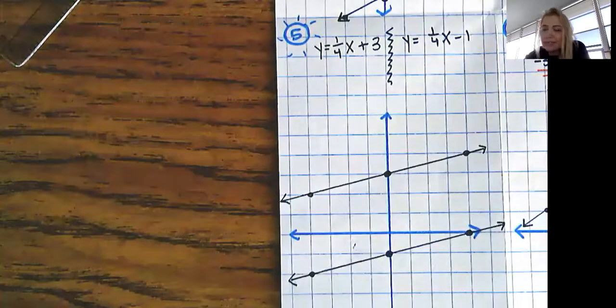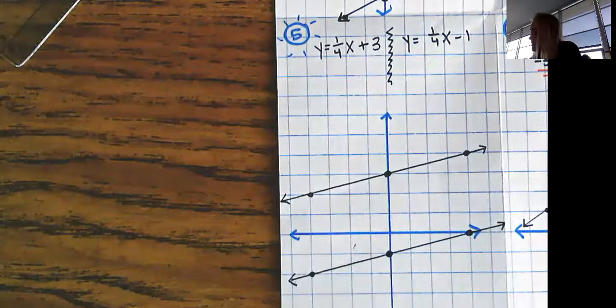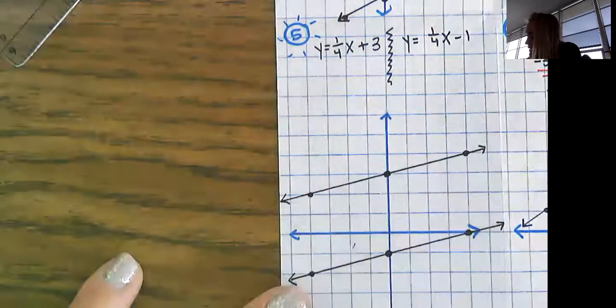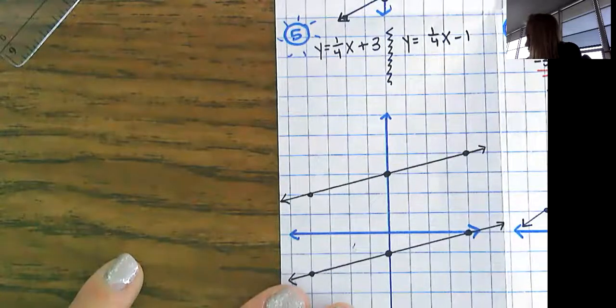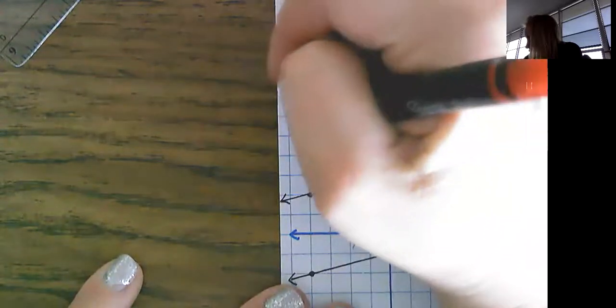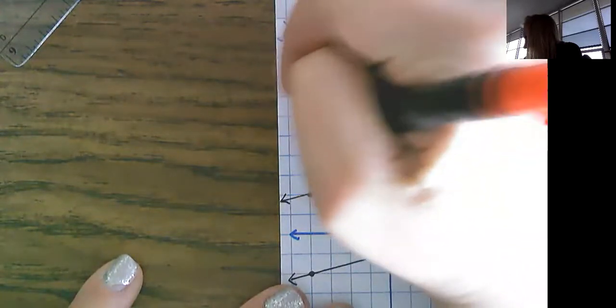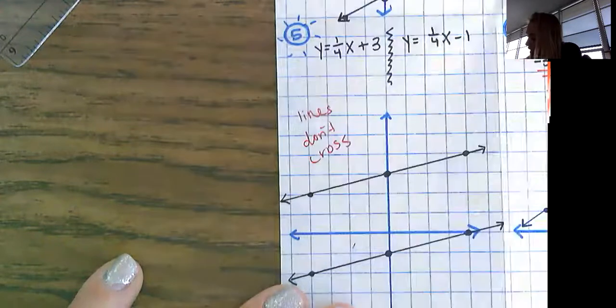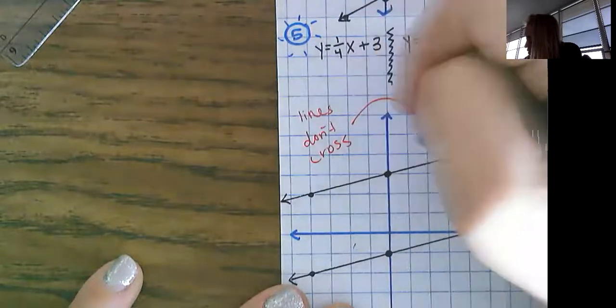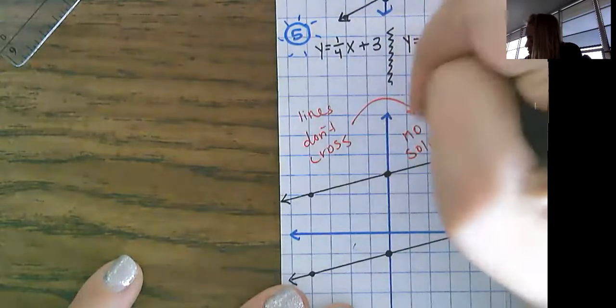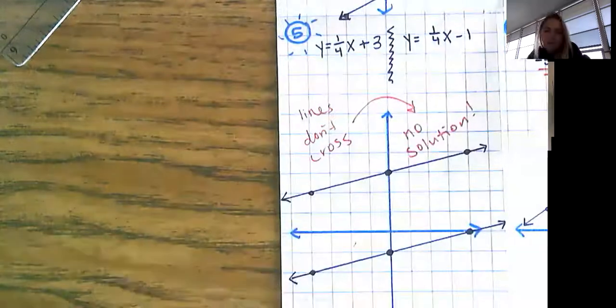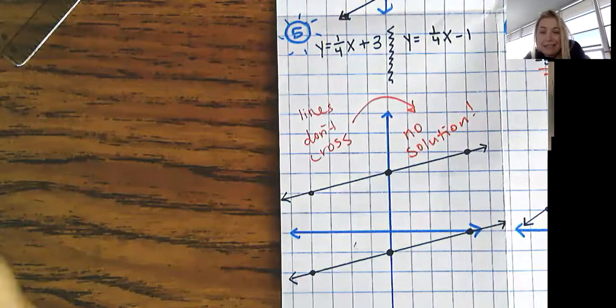So where do those cross? Well, they don't cross. So since they don't cross at all, you are going to say lines don't cross. How many solutions do they have then? Well, no solution. So that was one where there was no solution because the lines did not cross.